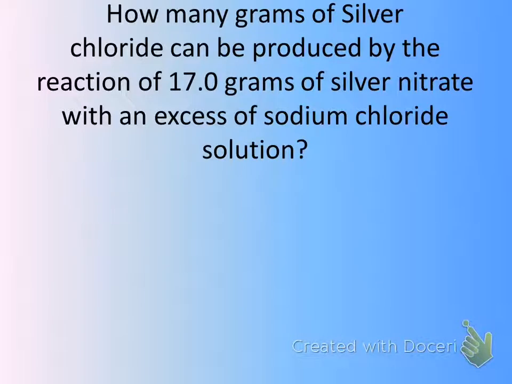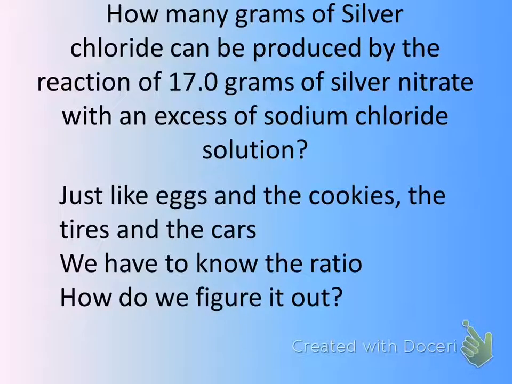So here's what we deal with in chemistry. Here we're given an amount of reactant, and we're asked how much product is going to be. So in this case, it's almost like saying we've got 1.5 cups of flour. How much bread can I make? Well, I can't tell you how much bread you can make with 1.5 cups flour. I have to know the recipe first. So just like the eggs and the cookies, the tires and the cars, we have to know the ratio of silver nitrate to silver chloride in order to figure it out.